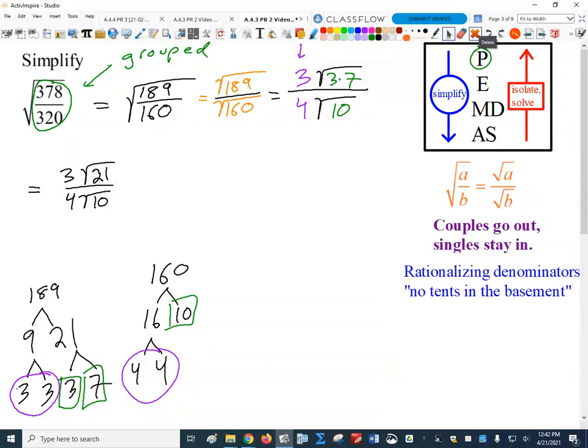Oh, yeah, no tenths in the basement, right? We can't have a square root on the bottom. So that's the red flag. We've got this square root of 10 stuck on the bottom. How do we undo that? What's our strategy for undoing? I have a stranded radical. When I say stranded, it's stuck on the bottom. I got to multiply just the bottom and the top. Good, got to multiply top and bottom by whatever the stranded radical is.